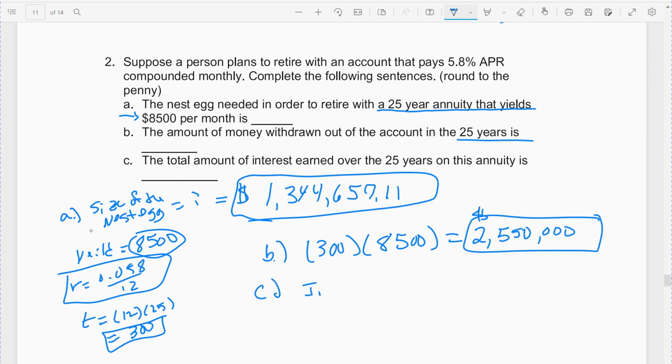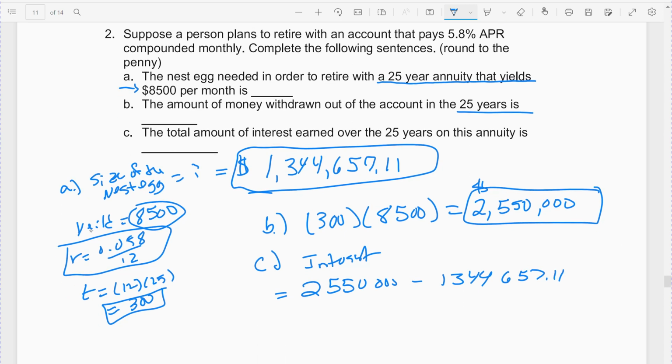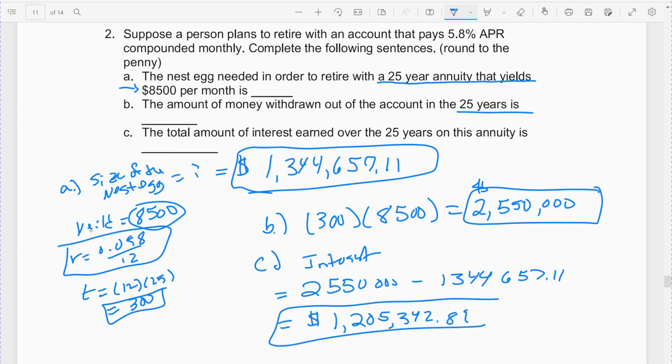C. Interest. Alright, so how much you totally withdraw, which is the $2,550,000, minus how much you actually invested, which is the $1,344,000. Alright, then how much in the nest egg, how much you withdraw with the nest egg. The difference is the interest earned in your annuity, which again is quite a bit, because there's quite a bit of money in there. Alright, that's the interest.